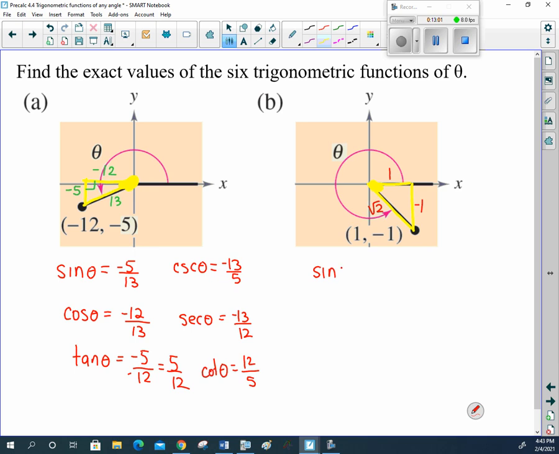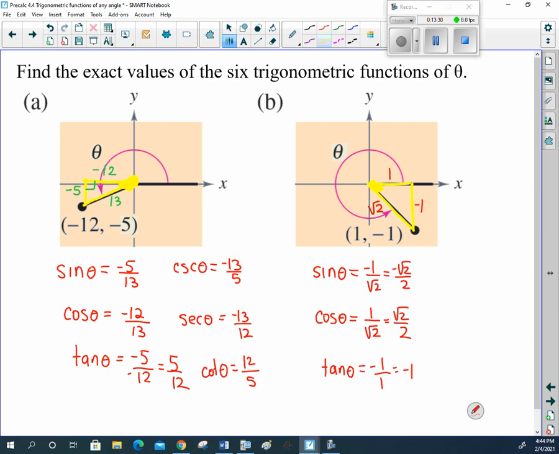So sine theta equals opposite over hypotenuse. We'll rationalize that, and you'll get negative square root of 2 over 2. Cosine theta equals adjacent over hypotenuse. Rationalize that, and it's positive square root of 2 over 2. And tangent theta is opposite over adjacent, and so that's negative 1.